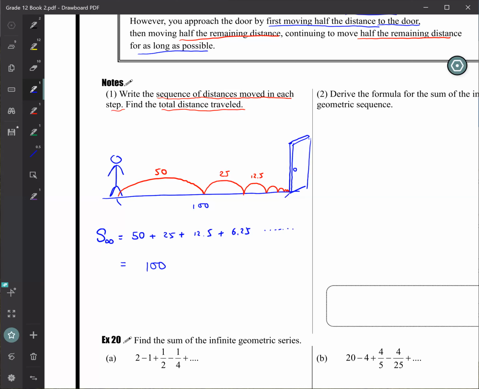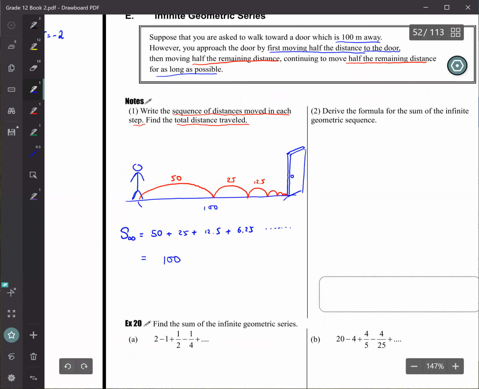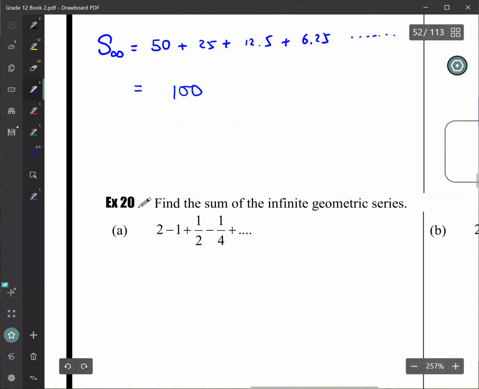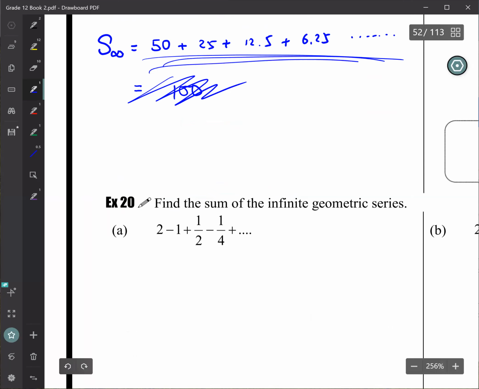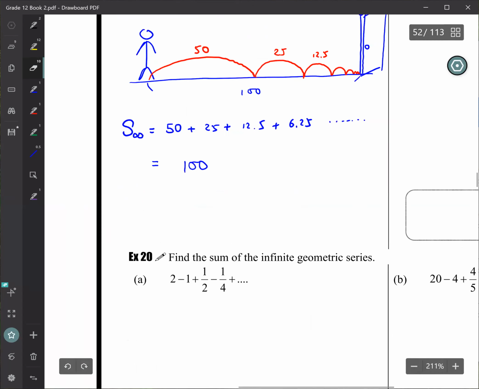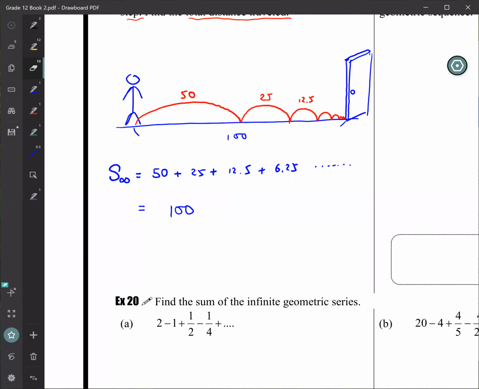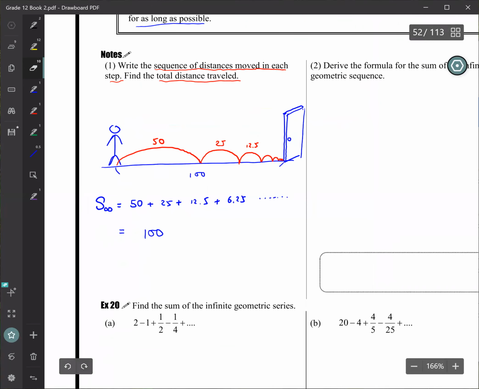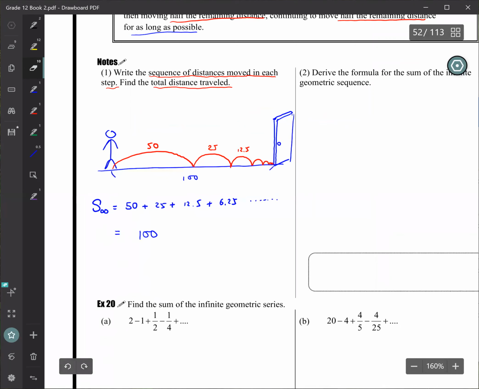Now the question is, if you are given a series like this, 50 plus 25, and so on, how can I find the answer of 100? Because we know it's 100, since we know from the beginning it's 100 meters away. So here we want to derive a formula so that we can figure out the 100 using the formula.